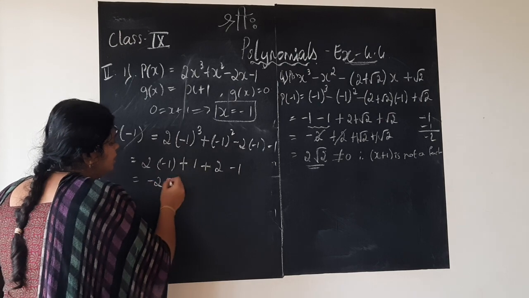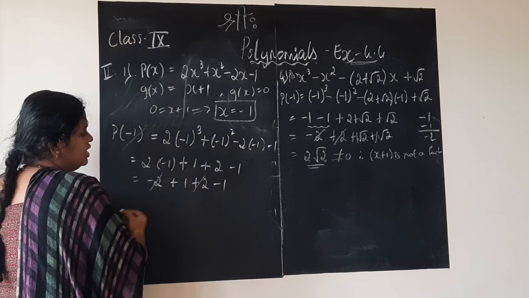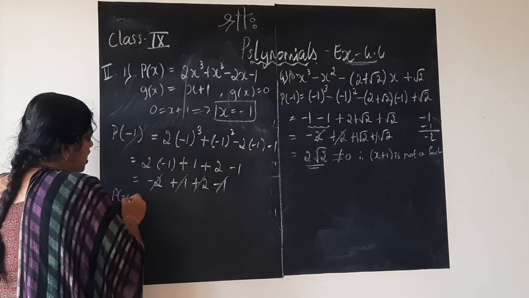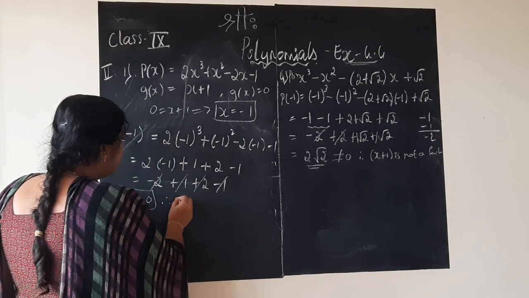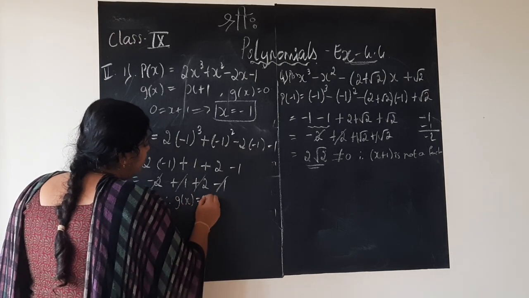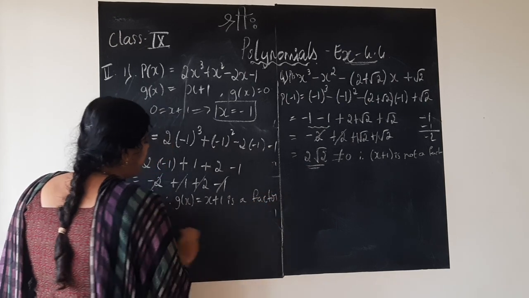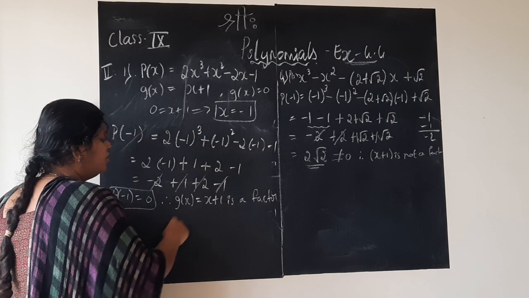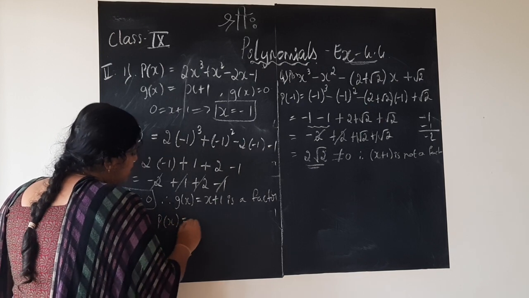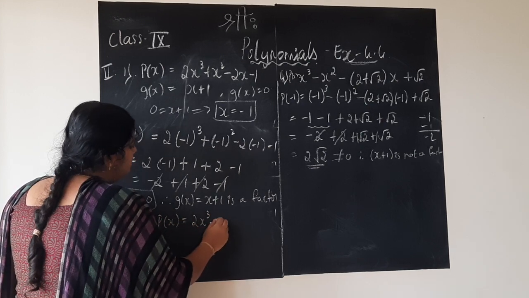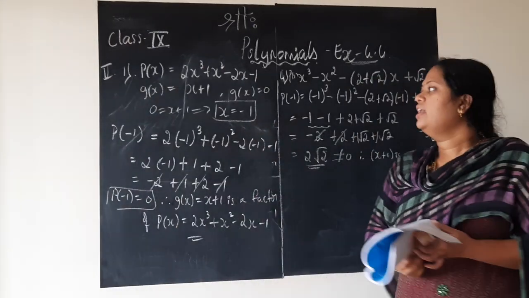Now one more step. 2 into minus 1 is minus 2 plus 1 plus 2 minus 1. Look here. Minus 2 plus 2 gets cancelled. Plus 1 minus 1 gets cancelled, means P of minus 1 is 0. Therefore, G of x is a factor of P of x. And you should write G of x is equal to x plus 1 is a factor. For all the problems you should write, children. For one problem I am showing it to you. G of x is equal to x plus 1 is a factor of P of x, which is equal to 2x cube plus x square minus 2x minus 1. That ends the problem. Like this you should do.